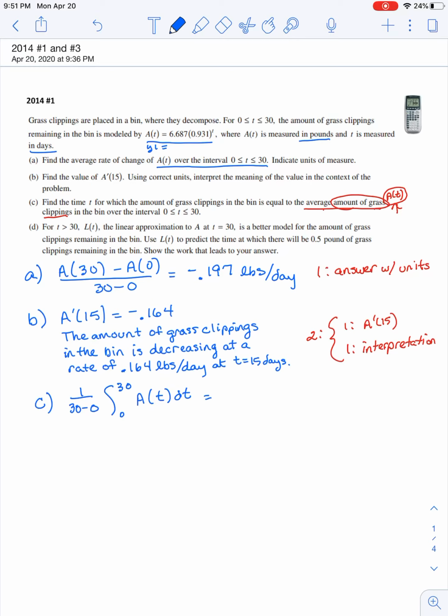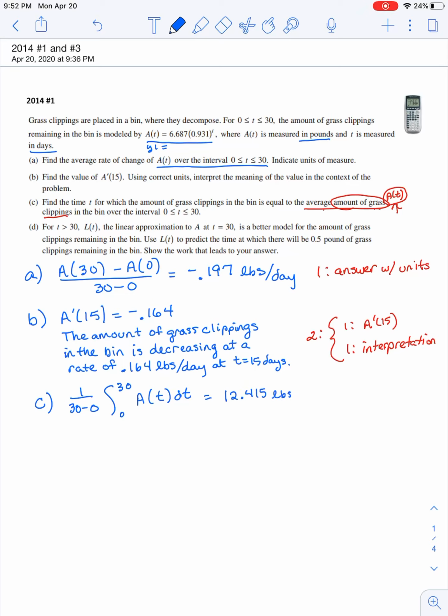Again, you're going to just punch that in your calculator. You already have A of t in your calculator, so you are simply going to type in the integral from 0 to 30 of y1, and then you're going to divide it by 30. When you do that, you will come up with 12.415, and that units would be pounds. That would be the average amount of grass clippings in the bin over that period of time.